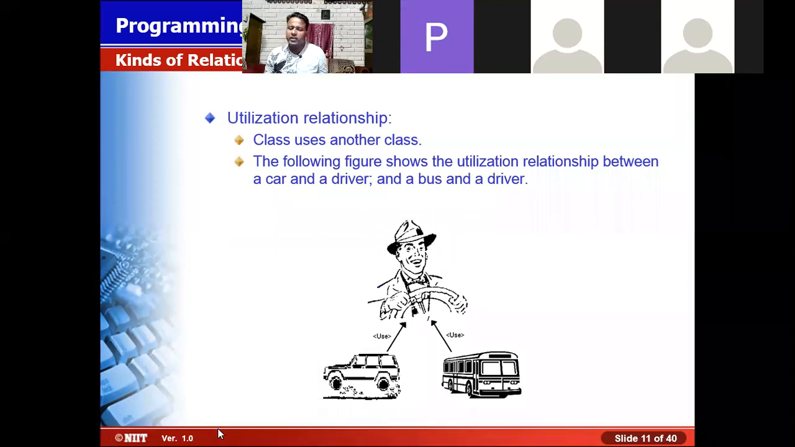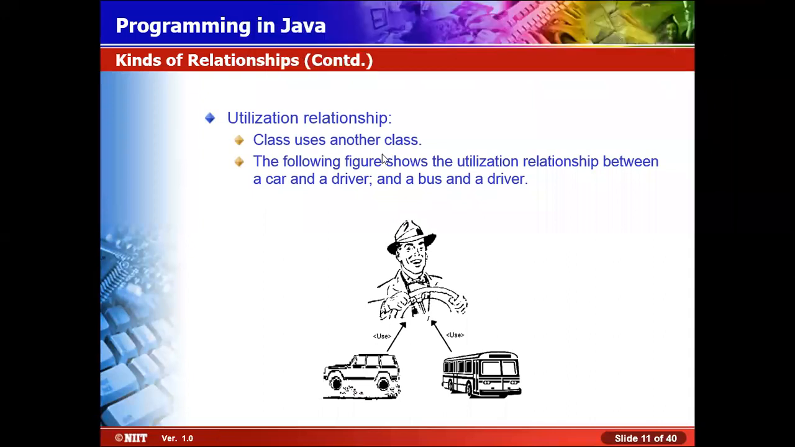Next is called the utilization relationship. When a class uses another class, it is called a utilization relationship. See, the driver belongs to one class, and the four-wheeler belongs to one class. In the four-wheeler class, your Bolero is there, your bus is there. So a driver can drive the Bolero and the bus. Here, one class is utilizing another class for working or surviving. So this type of relationship is called the utilization relationship.